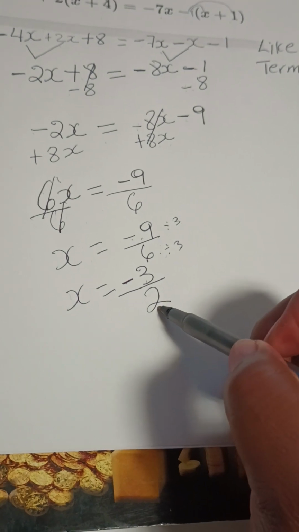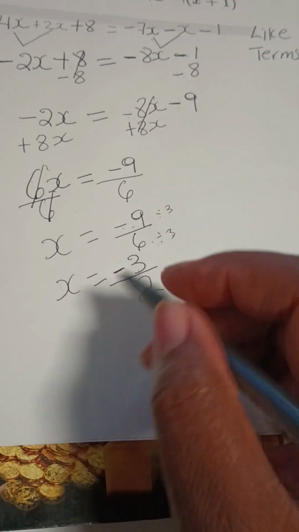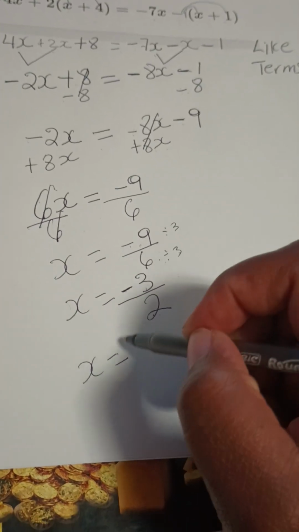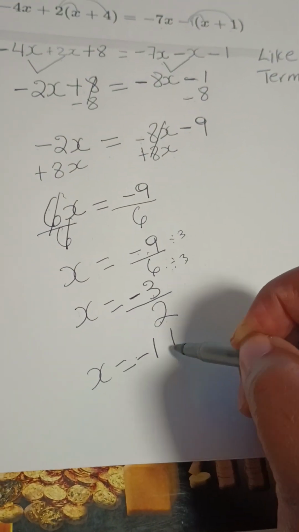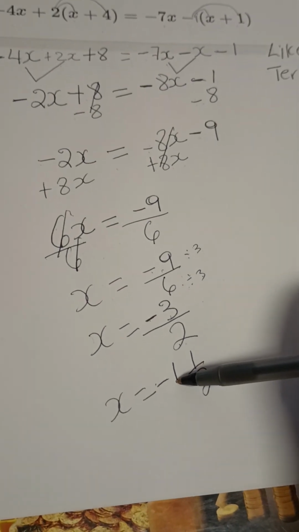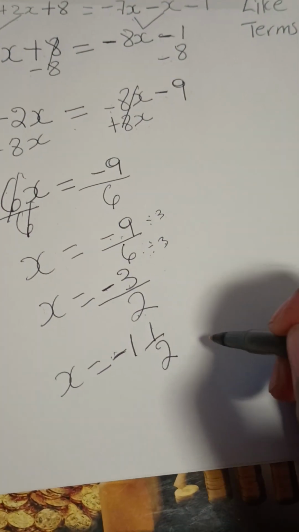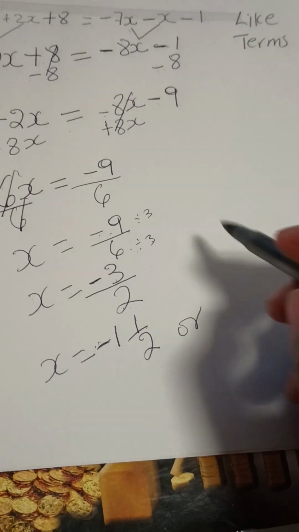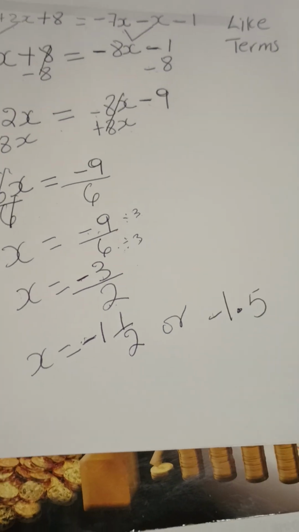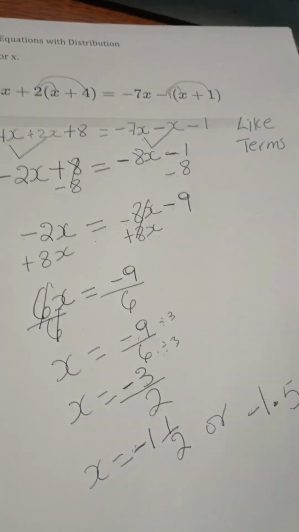And if I simplify this more, x is going to be equal to negative 1 and 1 over 2. So if you multiply it back, you get 2 times 1 is 2, plus 1 is 3 over 2. And if you want to get technical, you could do it in decimal, which is going to be negative 1 point 5, since a half is 0.5. So you could do it either way. Thank you.